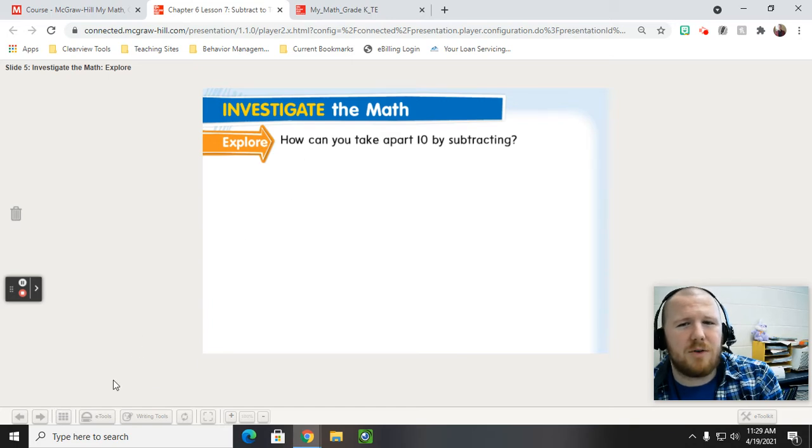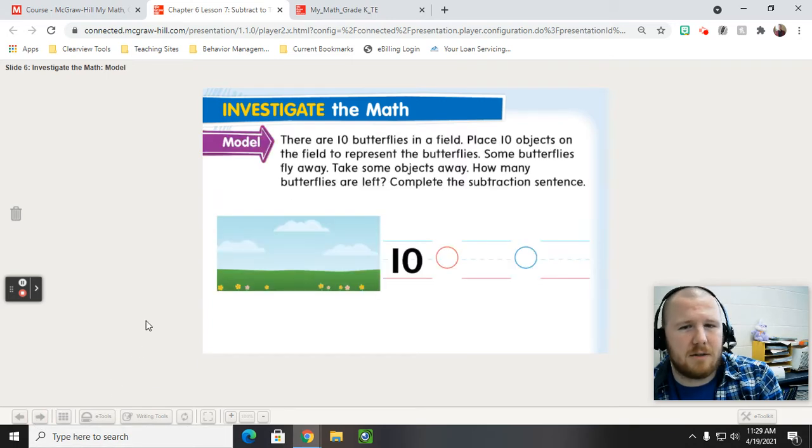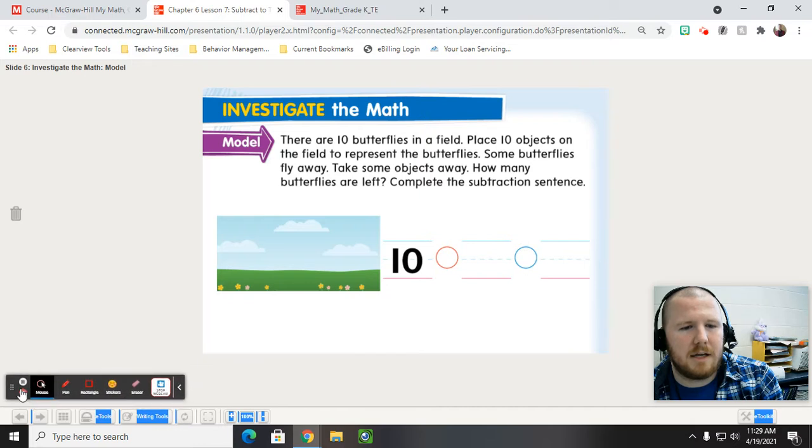Okay, how can you take apart 10 by subtracting? Let's take a look. It says there are 10 butterflies in a field and place 10 objects on there to represent that. Okay, so let me get out the butterflies here. Let me move this back down here. Click. Okay, so here's a beautiful butterfly, butterfly, butterfly, butterfly, butterfly. 5, 6, 7, 8, 9, 10.